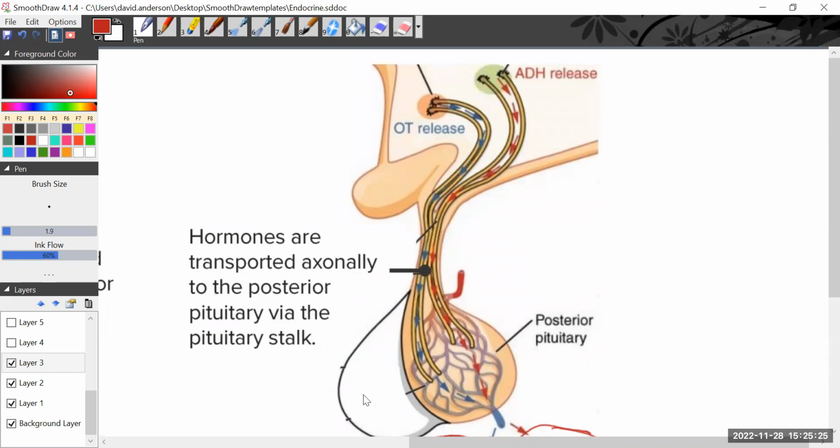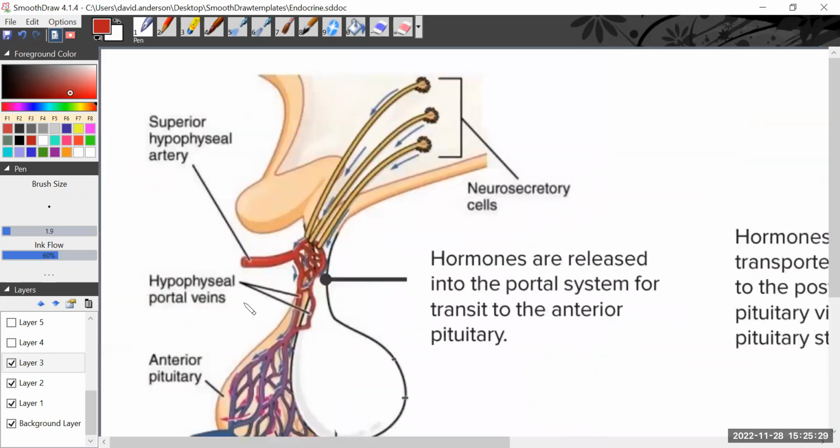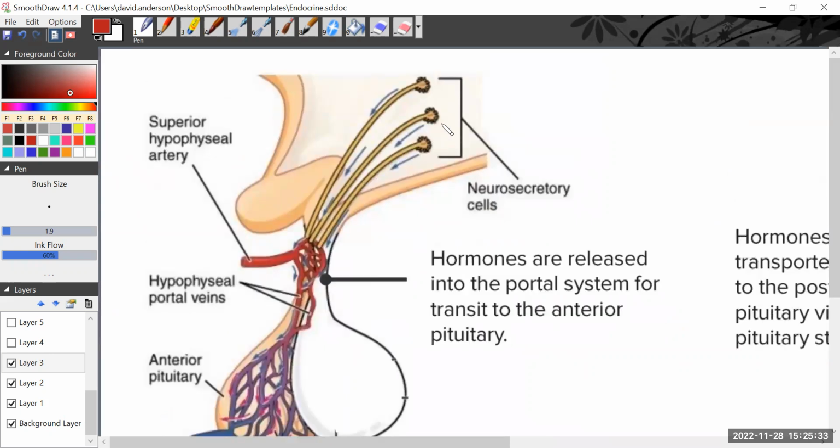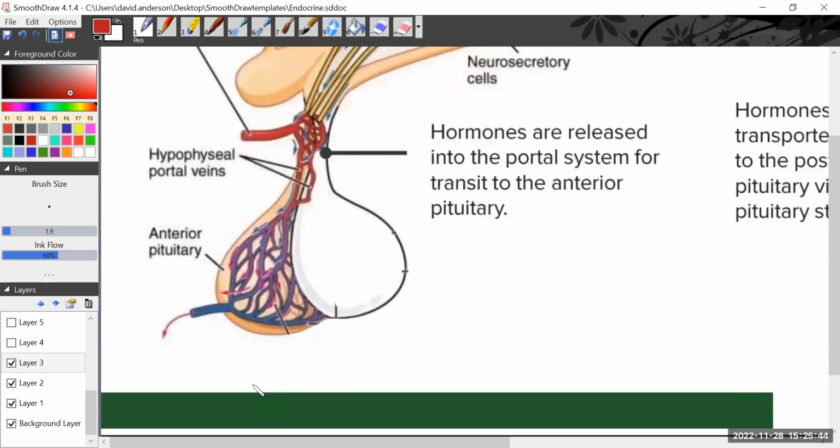Okay, so let me get this thing up top. And we go back to the anterior pituitary gland. These cells up here at the top produce releasing or inhibiting hormones and put them into the circulation to communicate with the cells in the anterior pituitary gland. And remember, the anterior pituitary gland then produces 6 main groups of hormones.